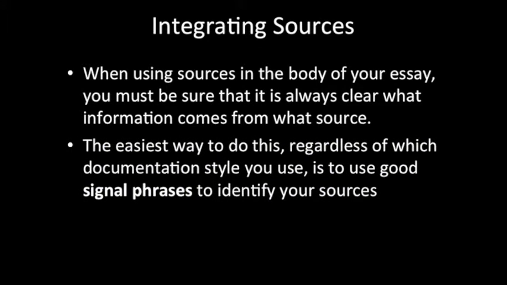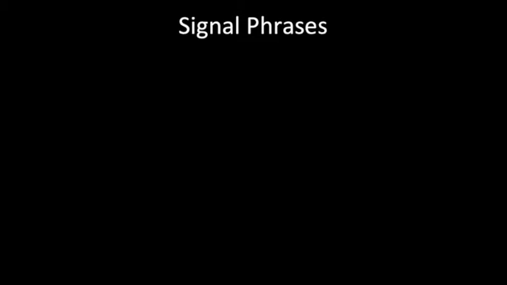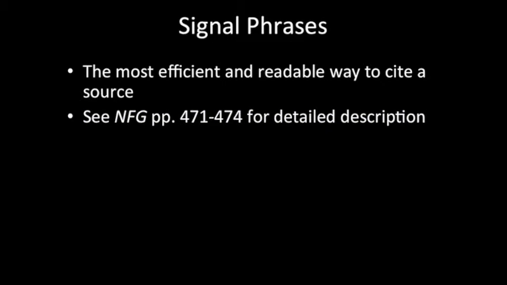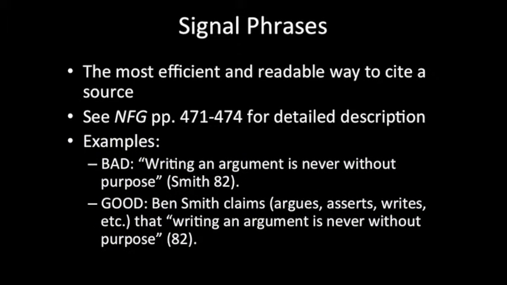The easiest way to do this, for me, regardless of which documentation style you use, is to use good signal phrases to identify your sources. So what are signal phrases? They're the most efficient and readable way to cite a source, first of all, and you can find all you need to know about signal phrases on pages 471 through 474 of your Norton Field Guide. Basically, they're ways of introducing material and identifying your sources. They signal for your reader who's saying what, so it's always clear.